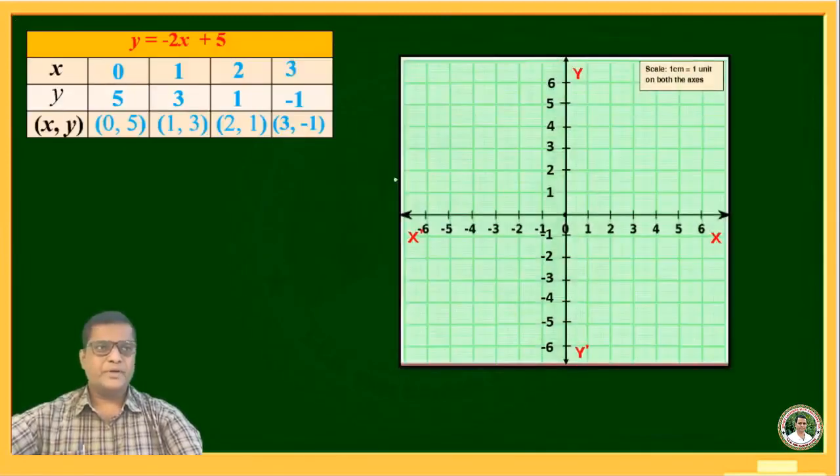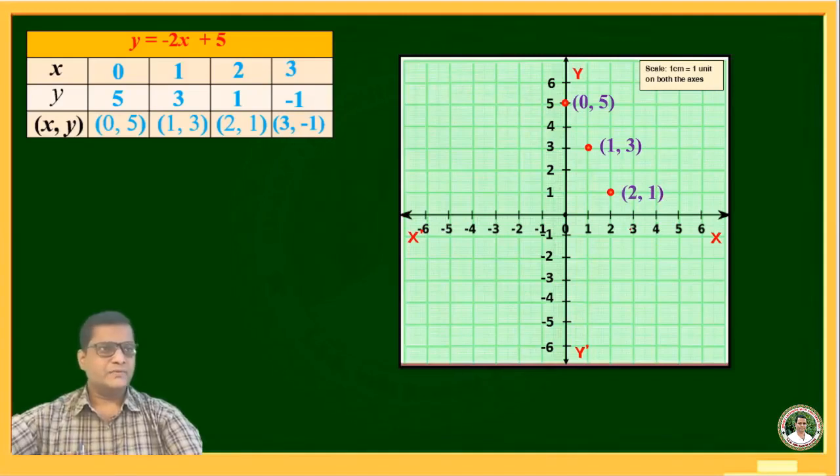On graph paper, first draw the x-axis and y-axis and write the scale: 1 centimeter is equal to 1 unit on both axes. Then plot the first point, that is (0, 5). (0, 5) means that the point lies on the y-axis, which is shown on the graph. Then the second point is (1, 3), which means the x coordinate is 1 and the y coordinate is 3. That point will come here. Next point is (2, 1). Here on the x-axis 2 and here y is 1. That point will come here.